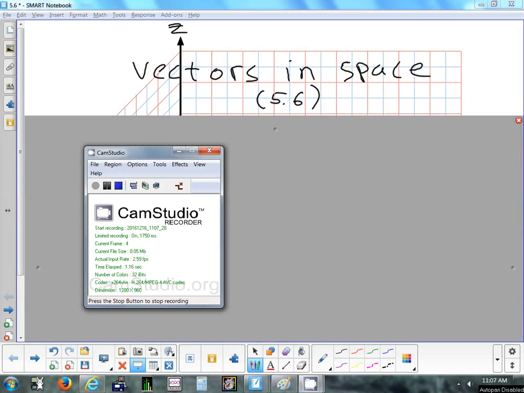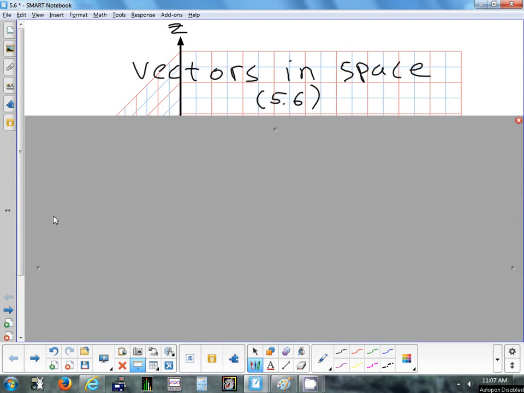Right, so we'll finish up with vectors in space, which basically means vectors in 3D. One thing we're going to get away from a little bit is sketching. Sketching in 3D can be kind of tough to visualize.